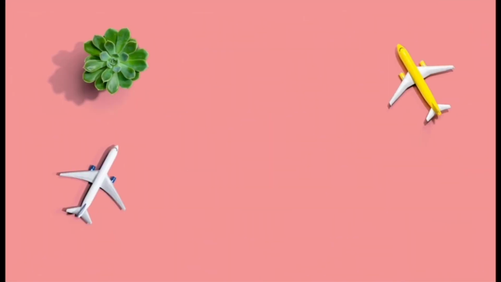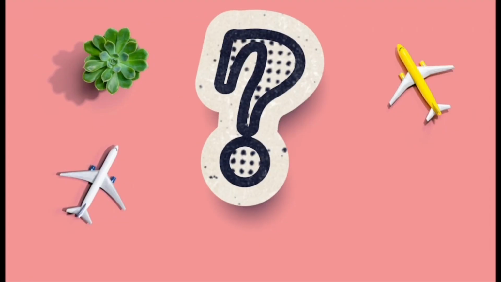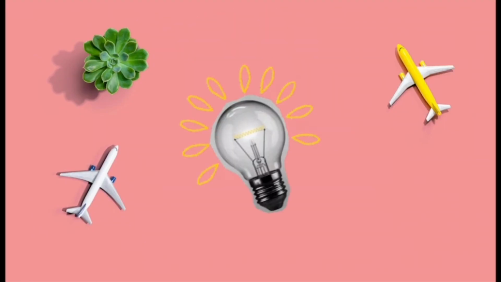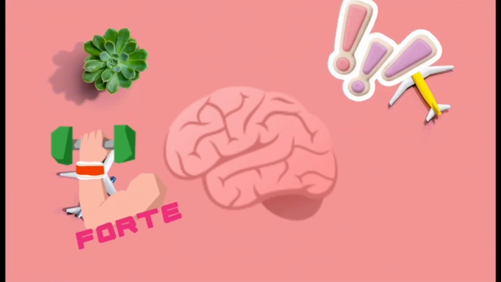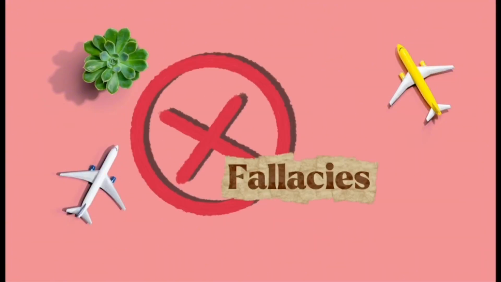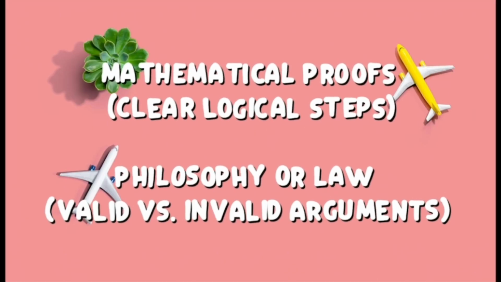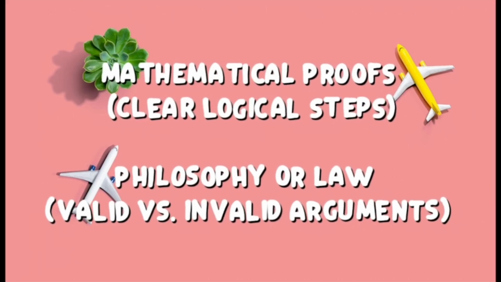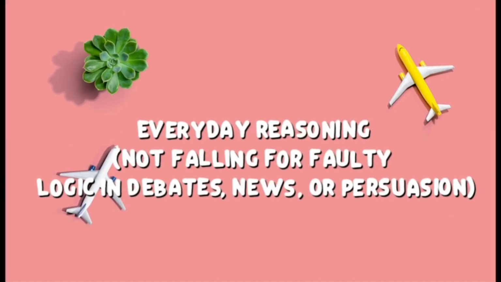Why does it matter in general math? You might be asking, why are we even studying this in math class? That's because general math covers logic as part of reasoning skills. It is not about solving numbers, but about training your brain to argue correctly and avoid fallacies. Later, this helps in mathematical proofs, clear logical steps, philosophy or law, valid versus invalid arguments, everyday reasoning, not falling for faulty logic in debates, news, or persuasion.